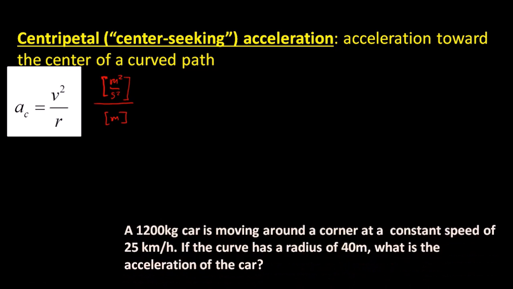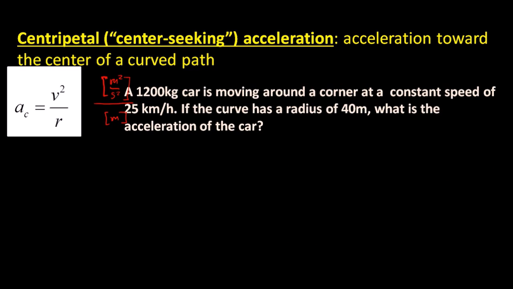Let's do a quick example. A 1,200 kilogram car is moving around a corner at a constant speed of 25 kilometers per hour. If the curve has a radius of 40 meters, what's the acceleration of the car? Now, at face value, you might be thinking, well, it doesn't have any acceleration because it's moving at a constant speed, right? Except that it's changing direction. I didn't say that it was moving at a constant velocity. The velocity vector is changing, so by definition, there has to be an acceleration because that's the only thing that can change a velocity. Okay?